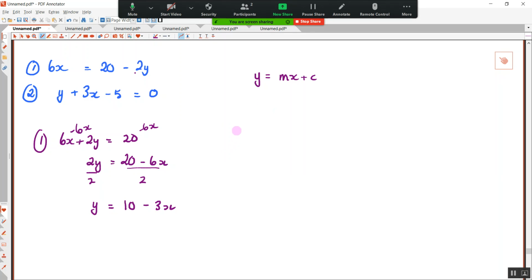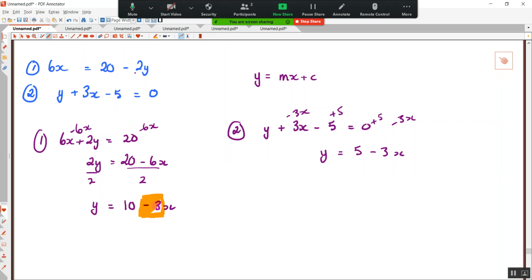Number 2 then, I've got y plus 3x minus 5 is 0. Well, this one's easier. I can add the 5 and subtract the 3x, and that gives me y is equal to 5, because I've added 5 and I've subtracted 3x. So 0 plus 5 is 5, subtract 3x, and what do you notice? That the gradient is the same. How do I know they're not the same line as in the first example?